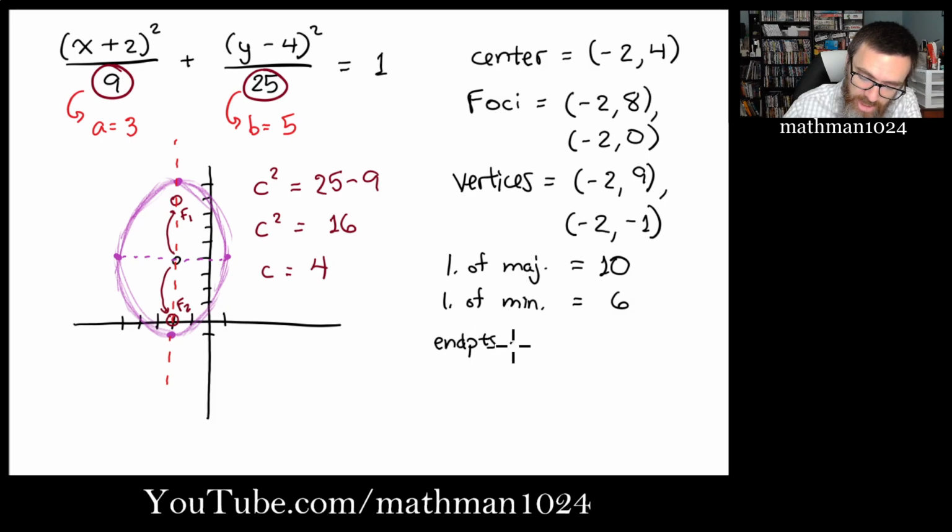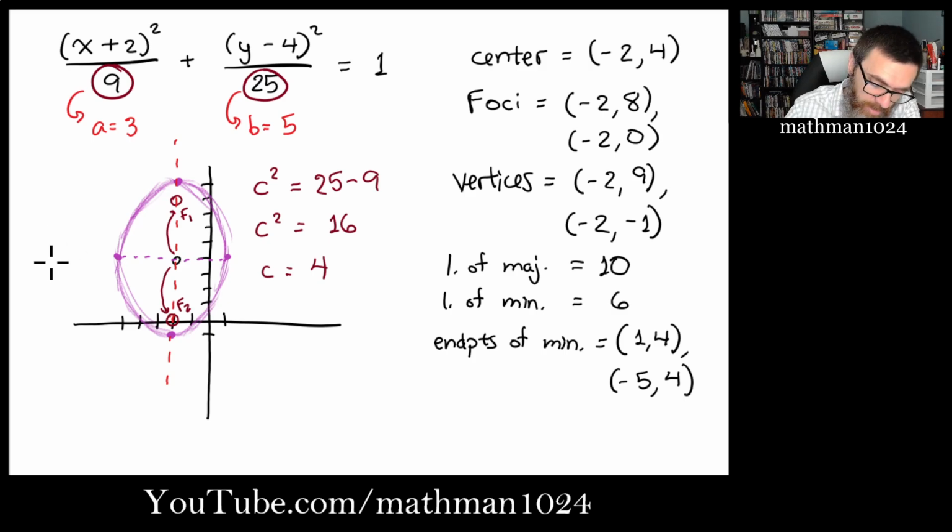And while we're here, we'd like to talk about the endpoints of the minor axis. The change here is 3. And since the minor axis is along the x direction, we're going to take this guy right here. We'll add 3 and subtract 3 from that. So adding 3 gives us 1, 4. And subtracting 3 gives me -5, 4, which you can see showing up here in my picture. Here's -5, 4 for one of those endpoints, and the other one here is 1, 4.